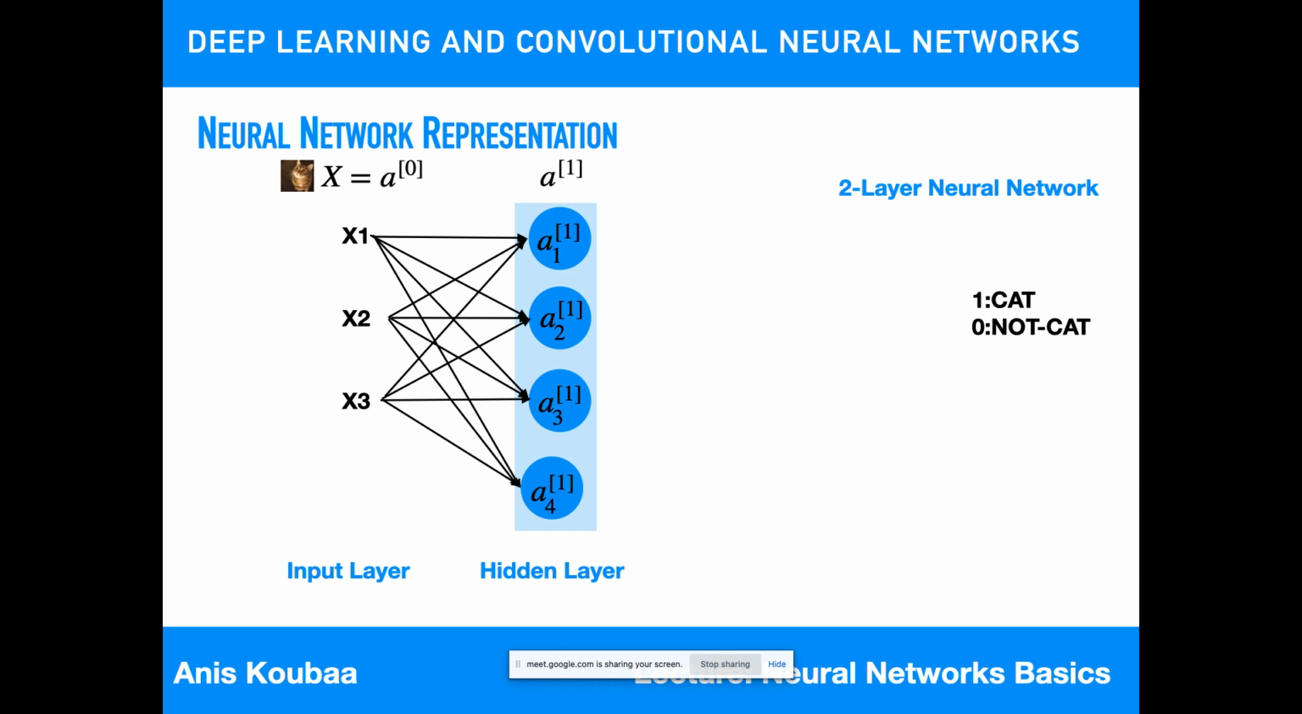Okay, so now let's go a little bit more concrete and try to explain the neural network representation. So we have here the input layer, which is the image X, and we call it A0. So A0 is equal to X because this is the input, okay? And it has the 3 pixels here.